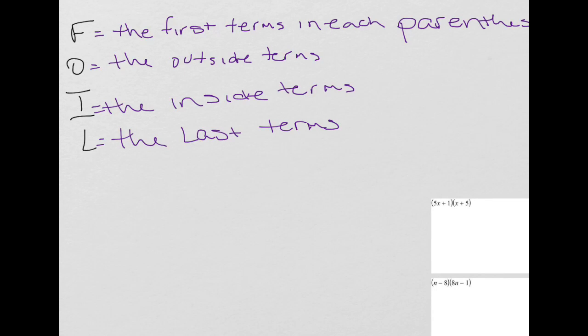F standing for the first terms in each parenthesis, O standing for the outside terms, I inside terms, L last terms. Hit pause so you can write that down.